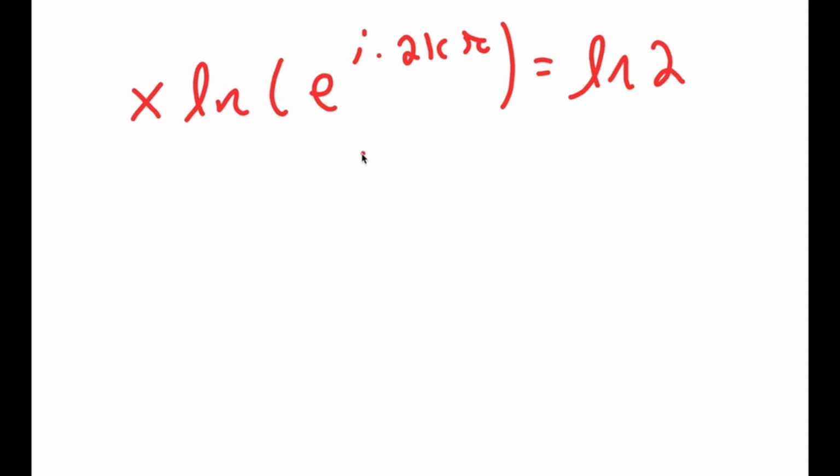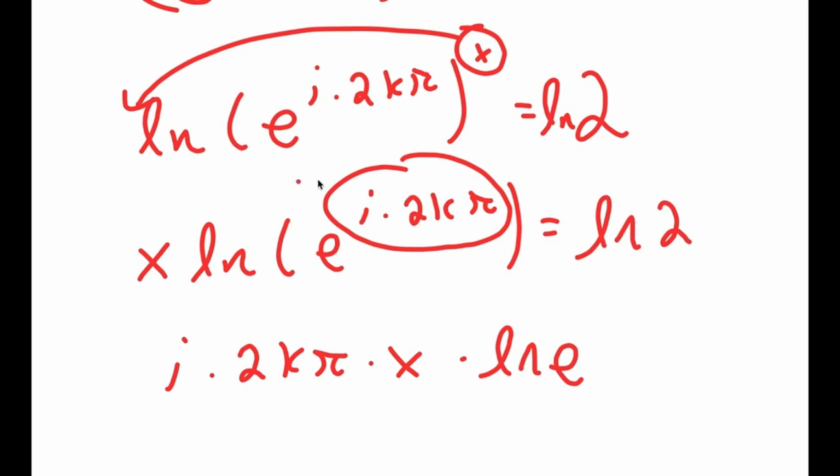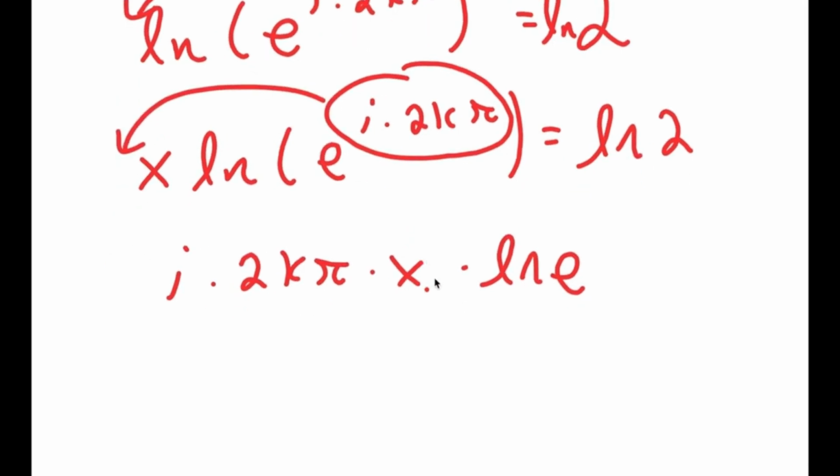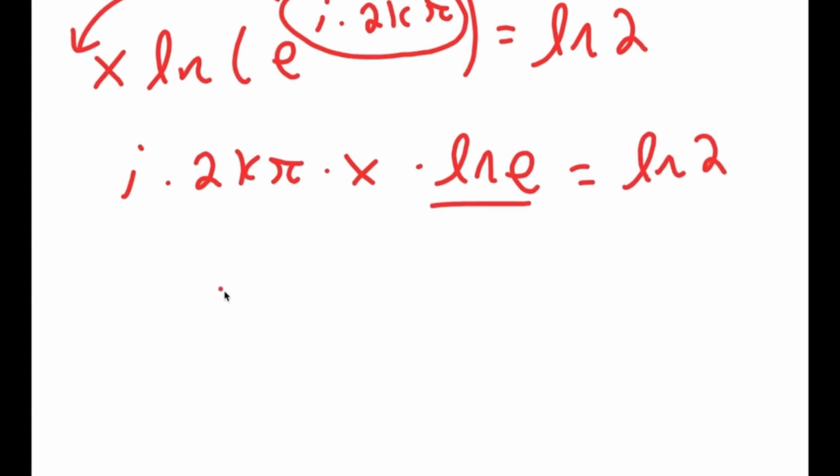Now from here, this is the same thing as i times 2k pi times x times ln e, because I can again use the natural logarithm formula and bring this to the front. And this is equal to ln of 2. And if you guys already know, ln of e is simply equal to 1. So now I get i times 2k pi times x is equal to ln of 2.